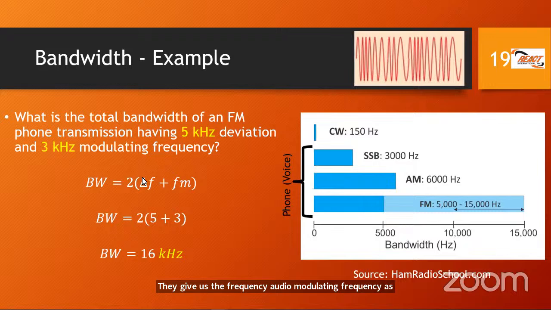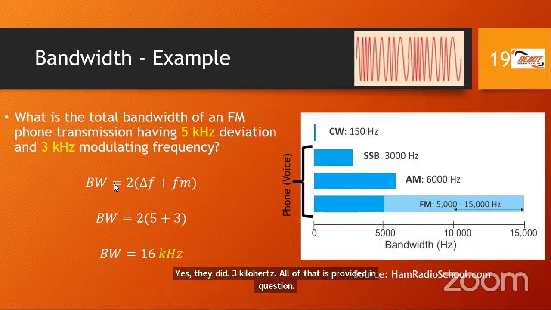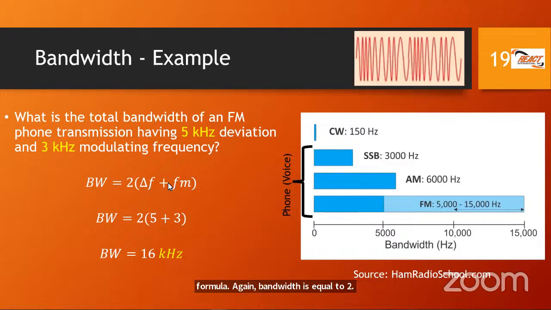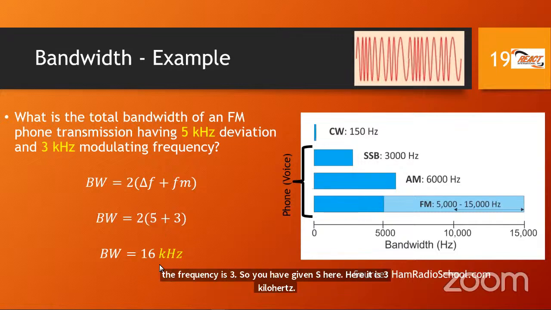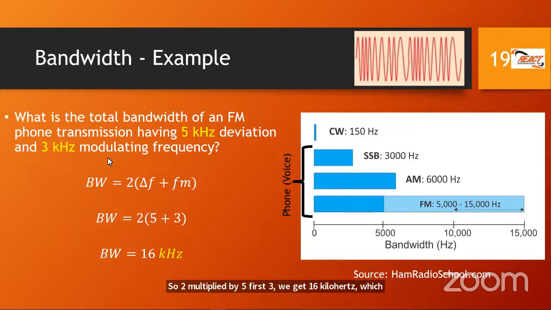So we just need to plug it into our trusty bandwidth formula. Again, bandwidth is equal to 2 multiplied by the deviation plus the frequency. So we substitute the deviation delta F with the number 5 because the deviation is 5 and the frequency is 3. So they have given us here it is 3 kilohertz. So 2 multiplied by 5 plus 3, we get 16 kilohertz, which is the answer. So while it looks a little bit cryptic in terms of the formula, you realize the math isn't too bad. It's just simple addition and multiplication to get the answer. So you can go over this a couple of times. I will encourage you to write down the question, write down the formula, and actually work it out on paper. And you'll see how it will grow on you.